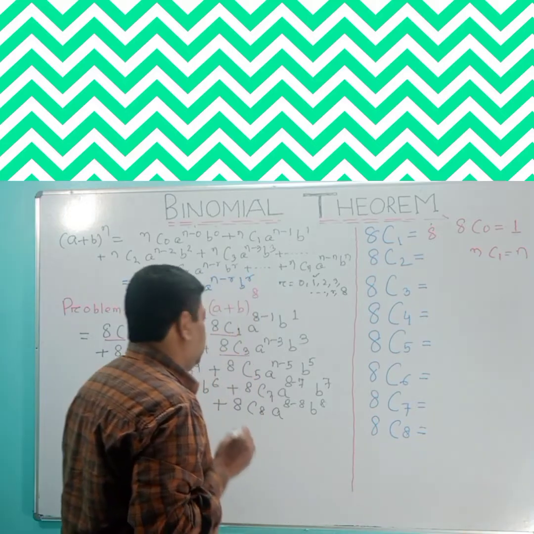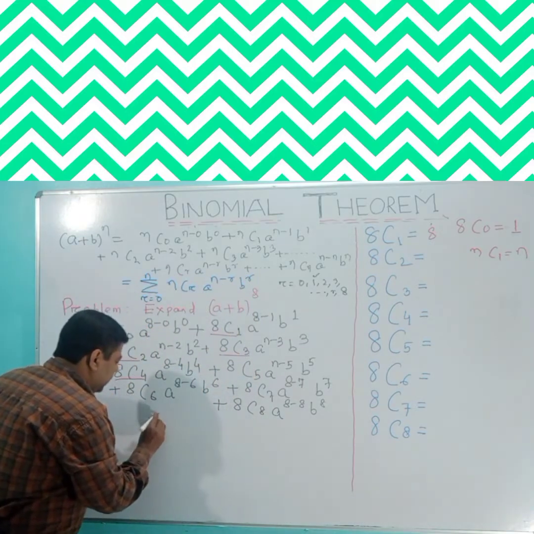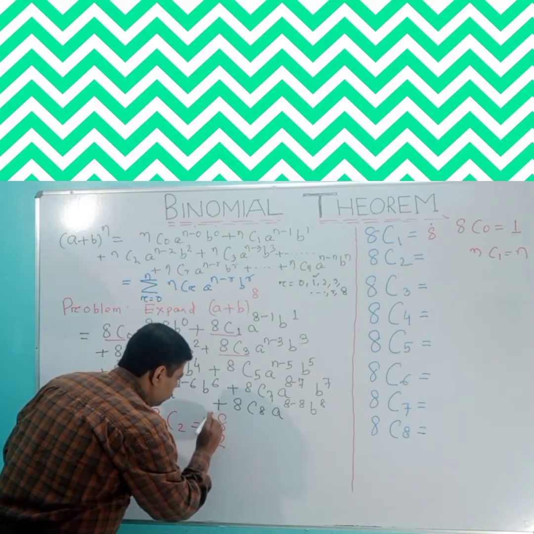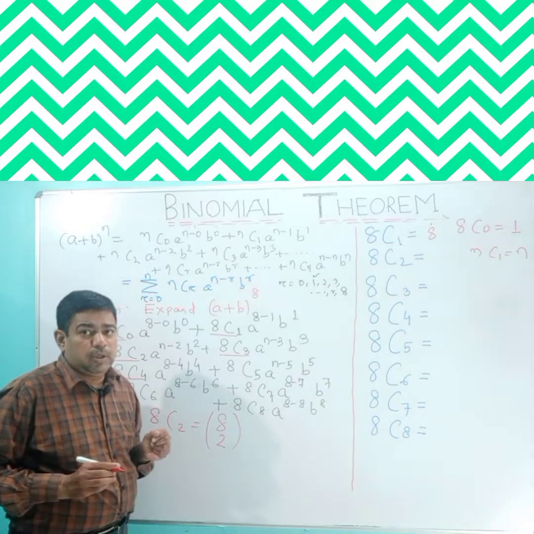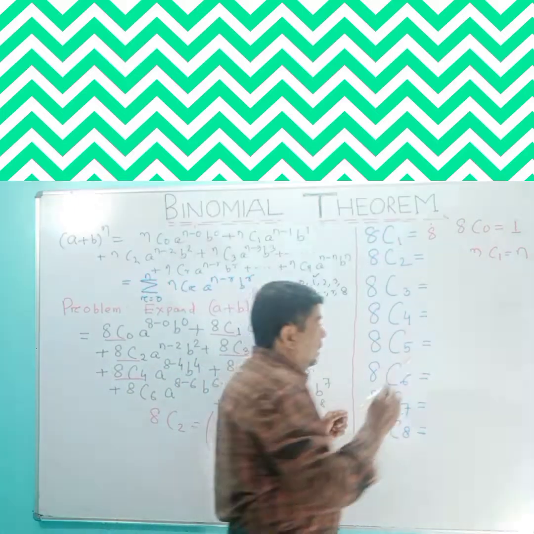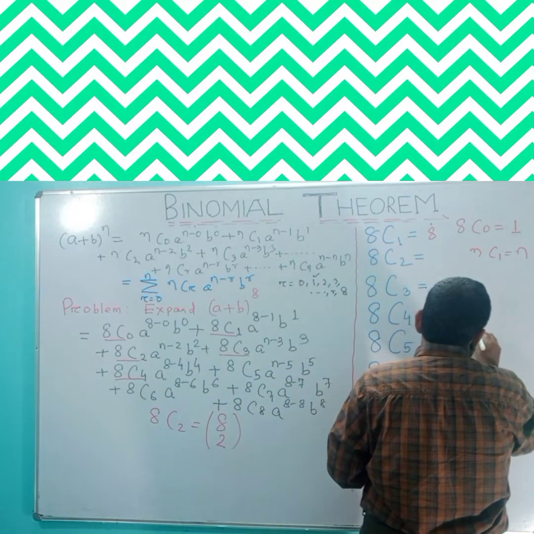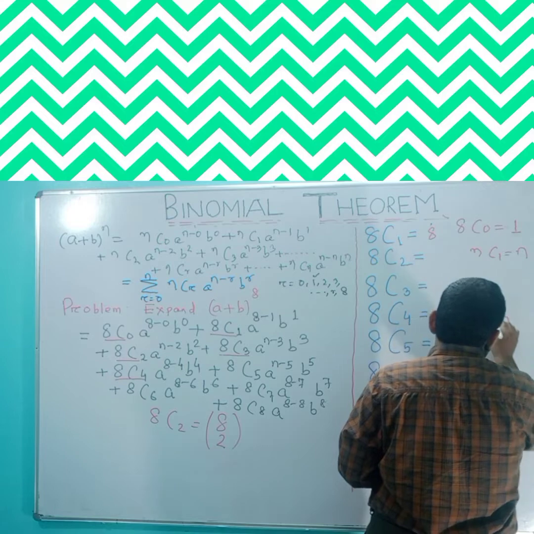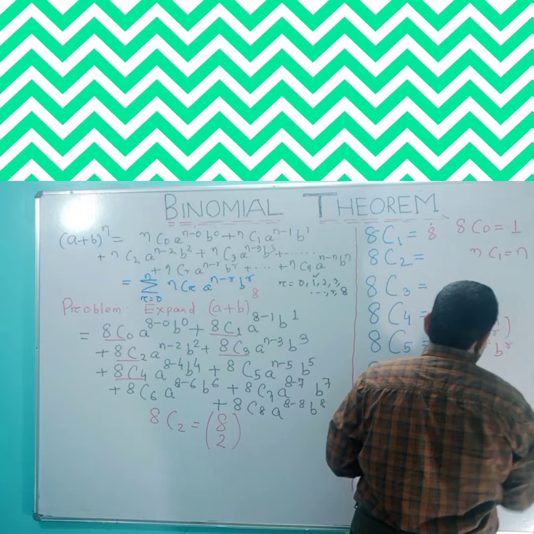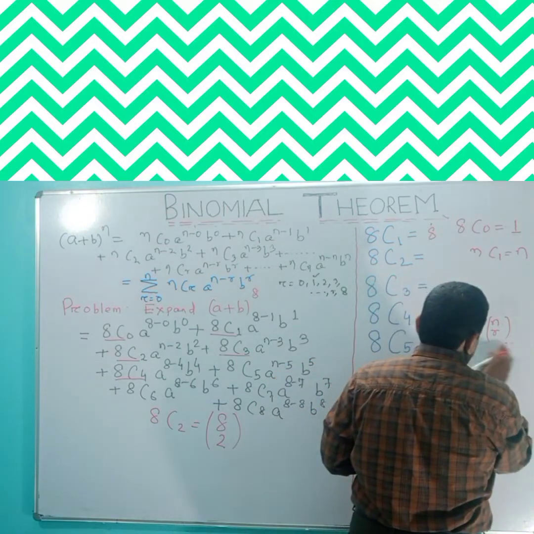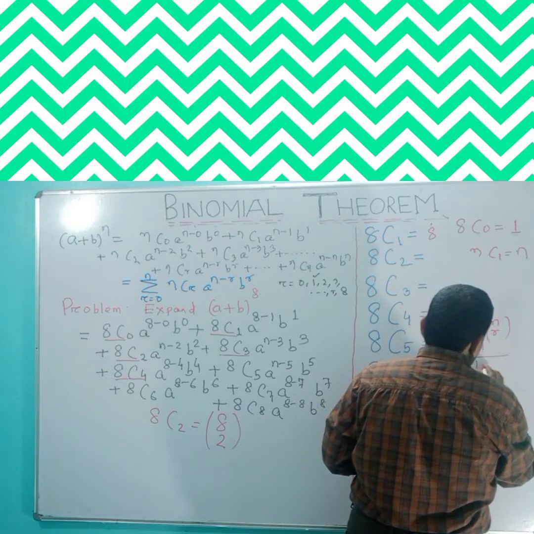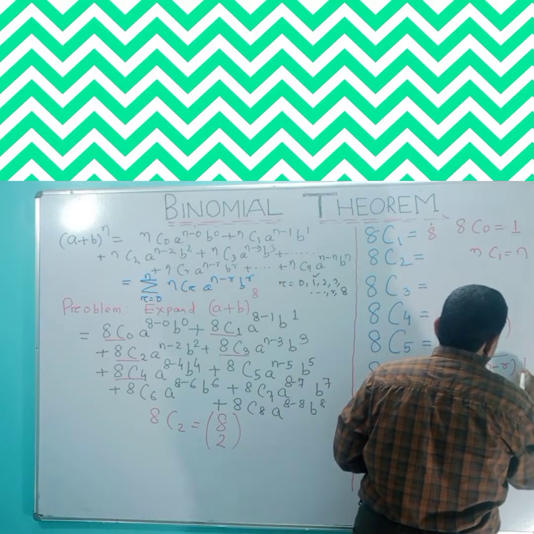8C2. Let's see. Suppose I am writing 8C2. Students, I can write it in another format. And how to find out? All of you know the nCr formula. What is the formula of nCr? nCr, all of you know. So what is the formula once again? The nCr formula: factorial of n divided by r factorial into (n minus r) factorial. This is the formula of nCr, all of you know.